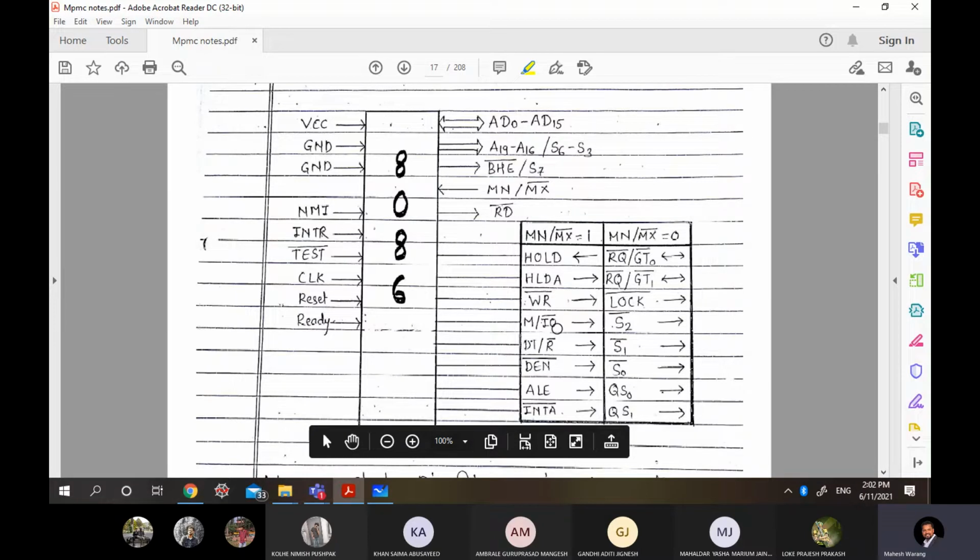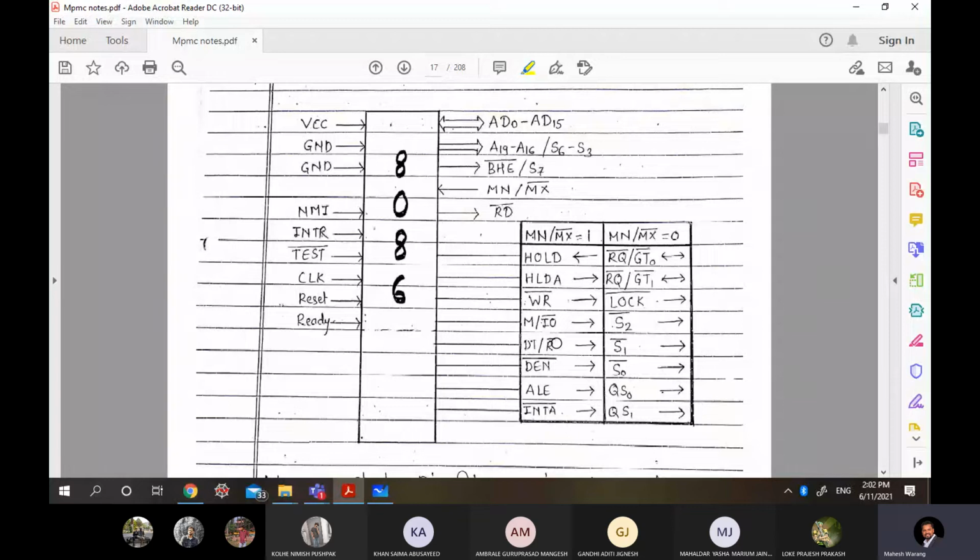WR I need to give to the decoder. M/IO bar also, once again, we have to give to the decoder. Then DT/R bar, yes, we have to give to the transceiver. DEN bar also we have to give to it. And ALE we have to give to the latch. Now these are the signals which won't be available in maximum mode.